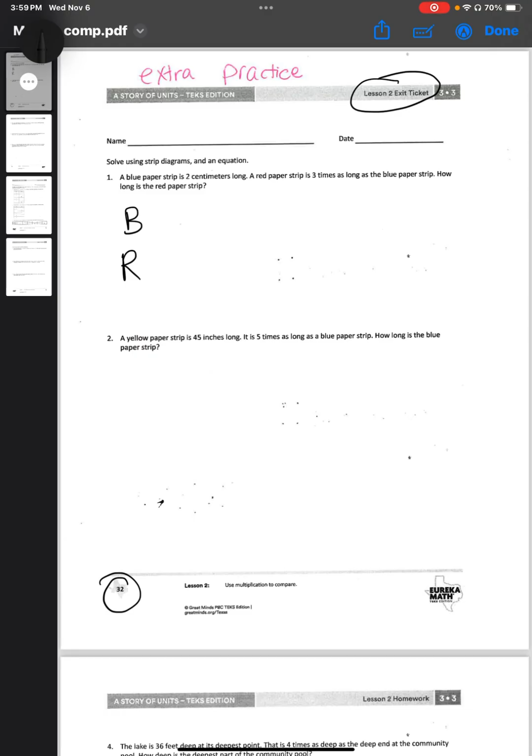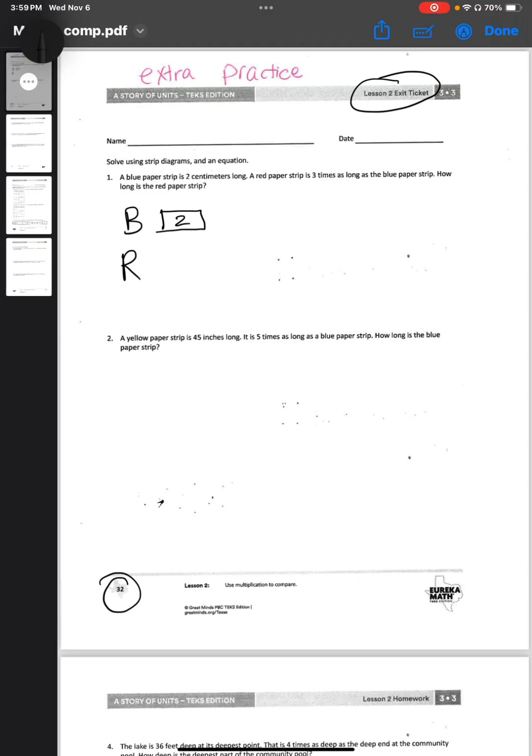A blue paper strip is 2 centimeters long. That's the first bit of information we have, and I'm going to represent that with a bar that has a value of 2. A red paper strip is 3 times as long as the blue paper strip. When we have a sentence like this that tells us something like 3 times as long or twice as long or 5 times as long, we can turn that into a math equation. And when we do that, it helps us to solve the problem.